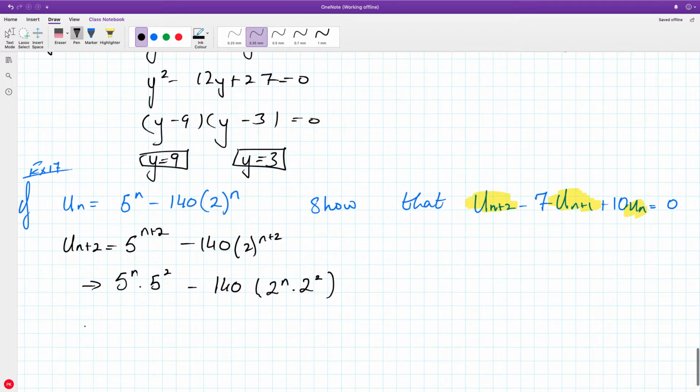which is 25 times 5 to the power of n minus 140 by 4 by 2 to the power of n. What are we going to do from there?